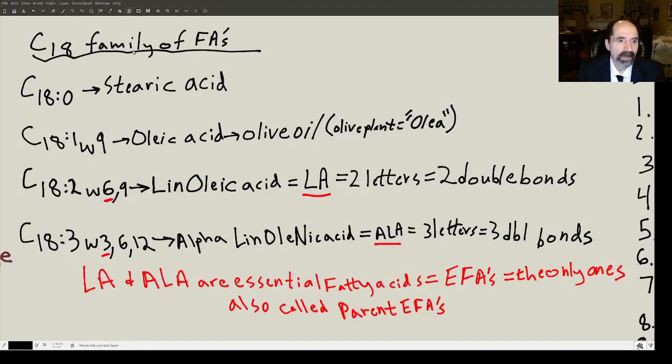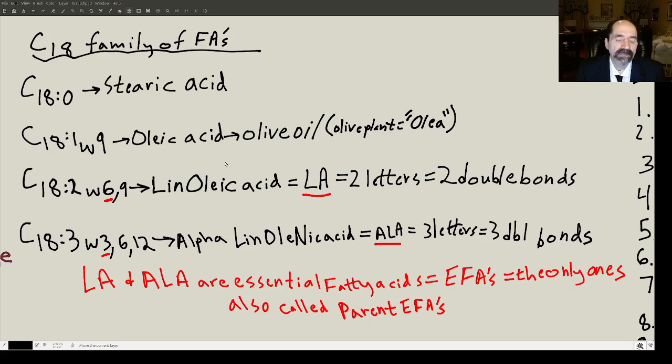Okay, now we're going to talk about the family of fatty acids that have 18 carbons, the C18 family of fatty acids. If you have the saturated fat, C18 with 0 double bonds, that's called stearic acid. If you've got C18 with 1 double bond at the 9 position, that's called oleic acid, and that's the main component of olive oil. Olive plants are called Olea.